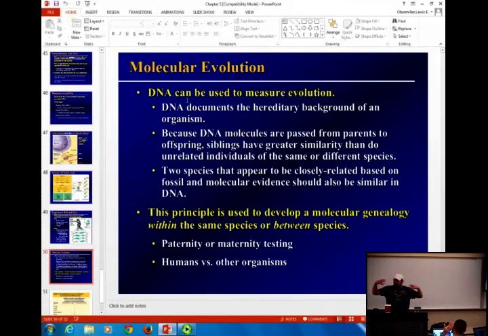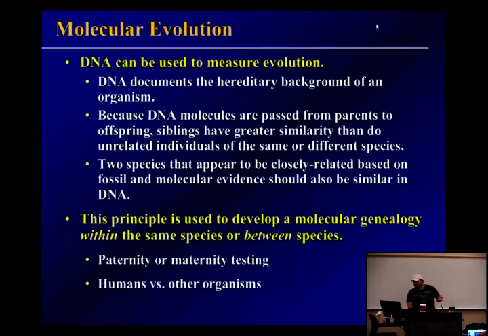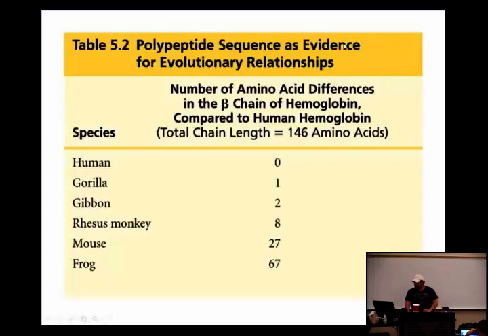And so we can apply this not only to how we're all related as humans, but we can apply this to how we're related to other organisms as well. And so we call that process molecular evolution. And so we can use this for paternity and maternity testing, or we can use this for looking at origins for humans, or we can use this for looking at origins for other species compared to humans, and so on and so forth. So it's pretty straightforward.